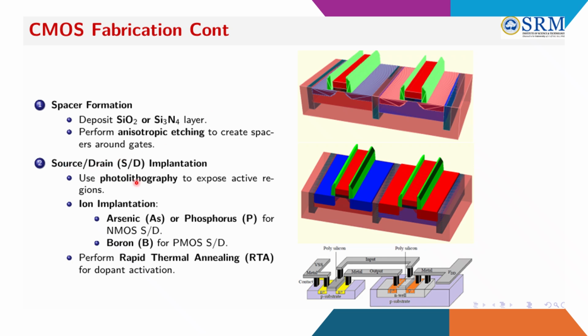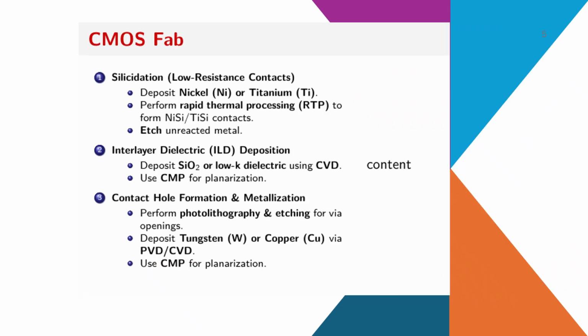Then source and drain, that is the use of photolithography to expose the active region. Active region means where you want to develop the source and drain. So you can use ion implantation and perform the RTA for dopant activation. RTA is rapid thermal annealing, right? So already we have covered that.